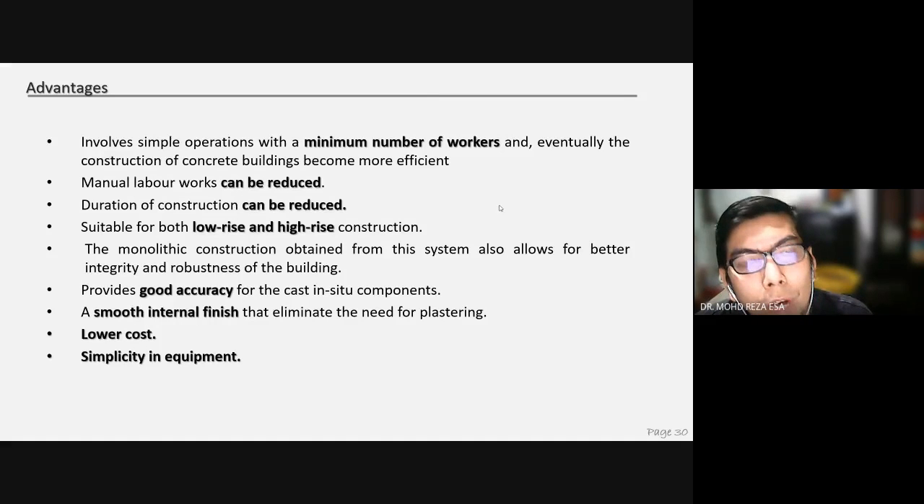Suitable for both low rise and high rise construction. Even though the application of steel formwork ataupun reusable formwork system in Malaysia is more on high rise projects, tapi sebenarnya dia boleh gunakan untuk low rise project as well. Tak ada masalah sebenarnya.